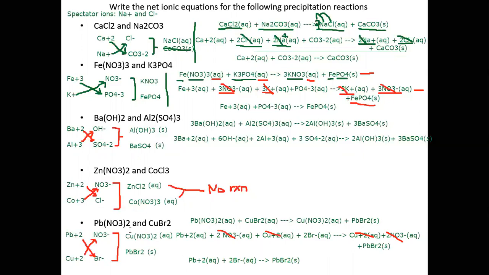So again, when you react lead 2 nitrate and copper 2 bromide, the only things that react are lead 2 plus and bromide. So the first equation is the molecular equation. The second equation is the total ionic equation. And the third equation is the net ionic equation. Again, the key thing is to know your solubility rules so you know which product or products will be soluble or insoluble.